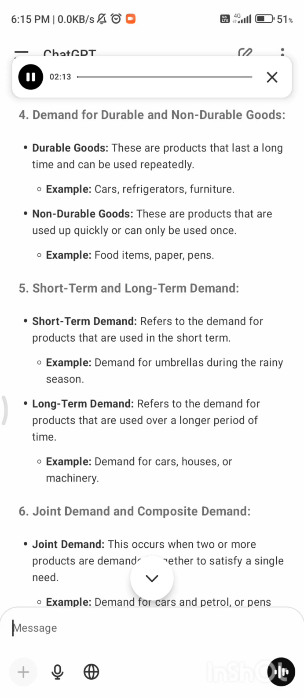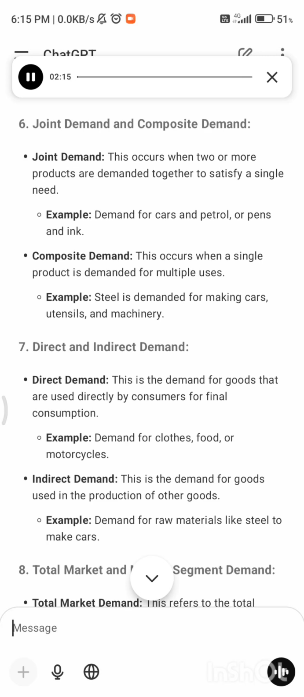6. Joint demand and composite demand. Joint demand. This occurs when two or more products are demanded together to satisfy a single need. Example: demand for cars and petrol, or pens and ink. Composite demand. This occurs when a single product is demanded for multiple uses. Example: steel is demanded for making cars, utensils, and machinery.